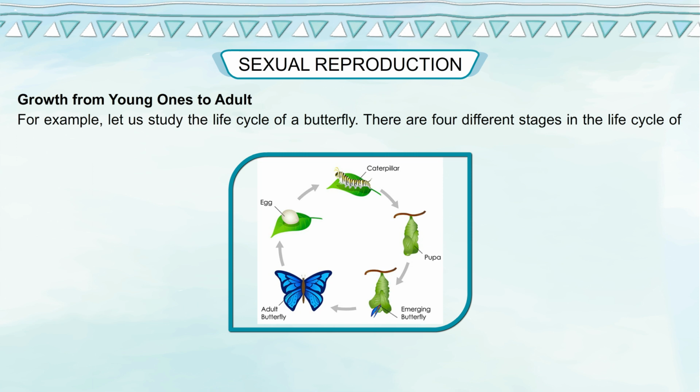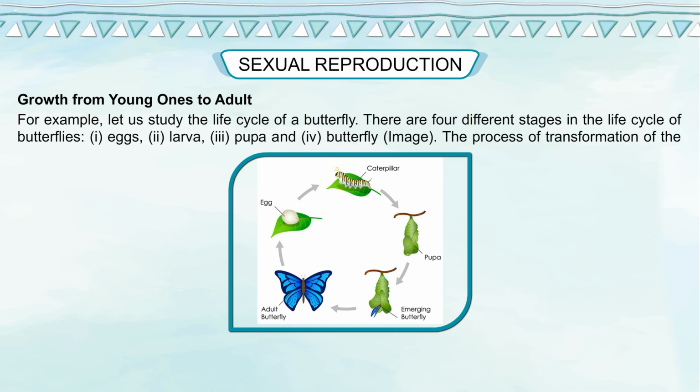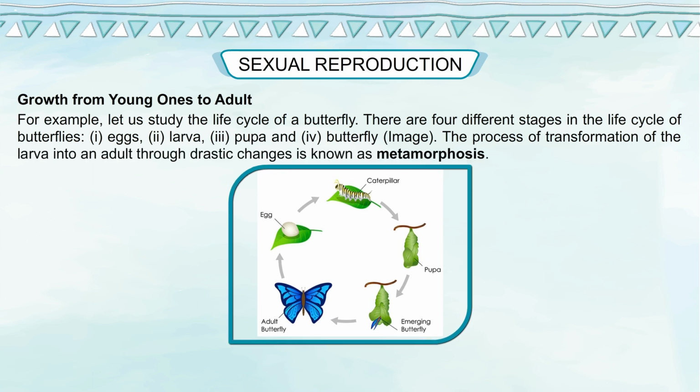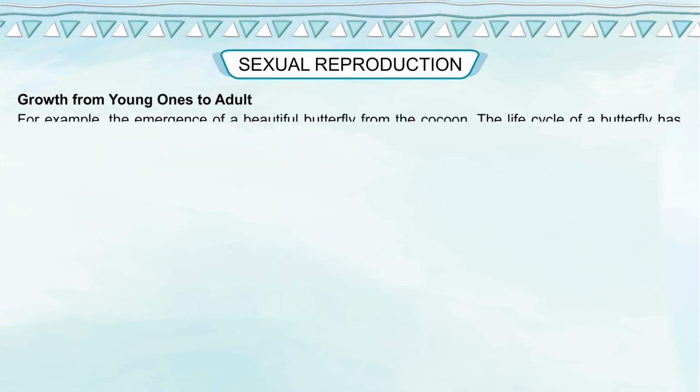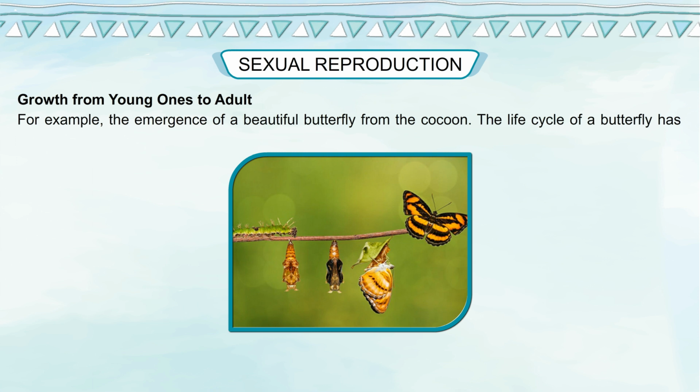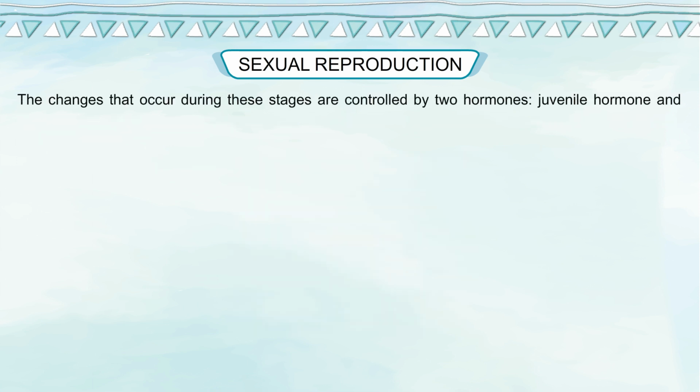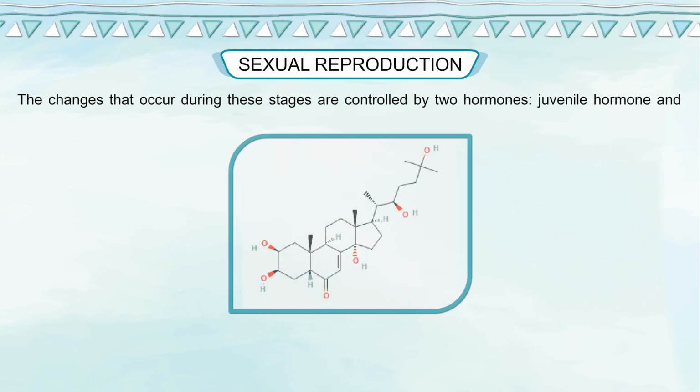There are 4 different stages in the life cycle of butterflies: egg, larva, pupa, and butterfly. The process of transformation of the larva into an adult through drastic changes is known as metamorphosis. For example, the emergence of a beautiful butterfly from the cocoon. The changes that occur during these stages are controlled by 2 hormones, juvenile hormone and ecdysone.